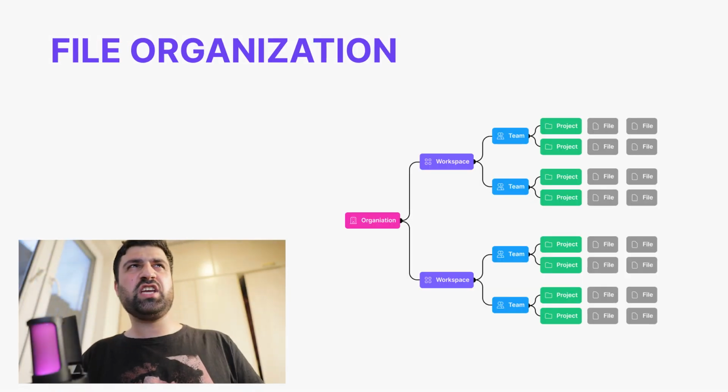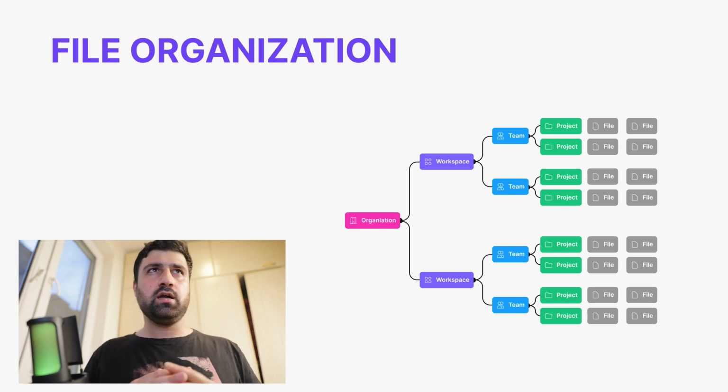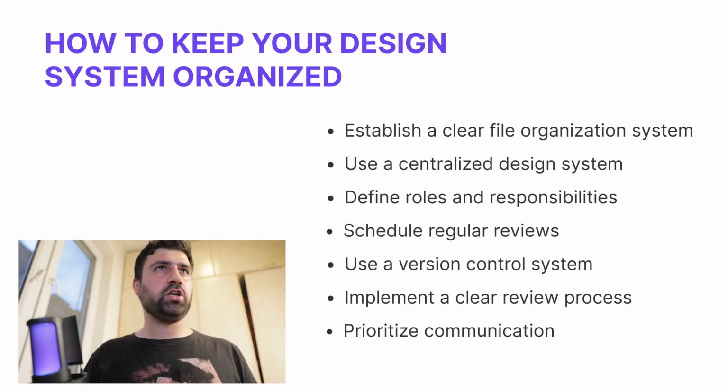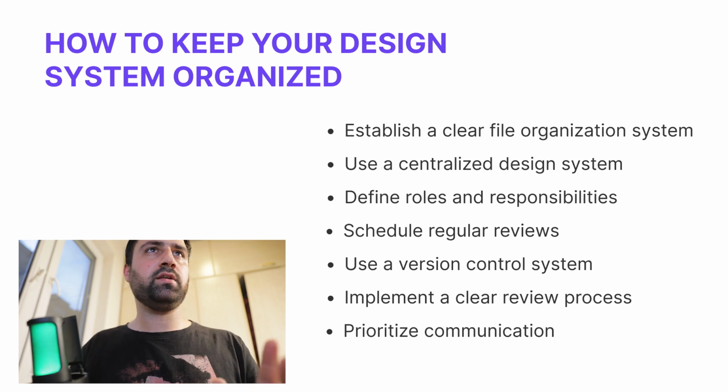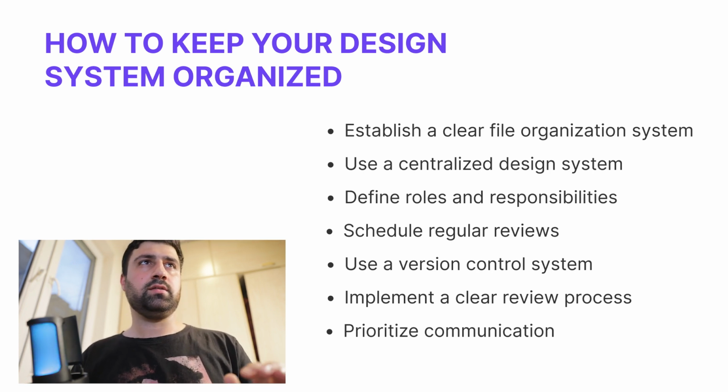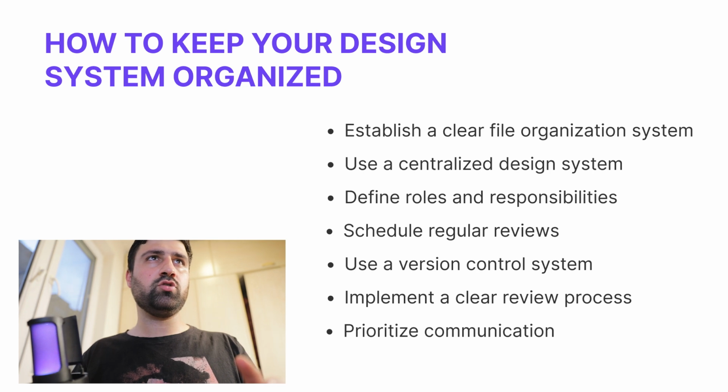File organization can be a challenging process, but there are some tips that can help you. First of all, establish a clear naming system, a clear file and folder system, so it would be easy to find and access. The second part would be use a centralized design system, a centralized system that is accessible to all the team members. This ensures that everybody is working for the design system and reduces the risk of inconsistencies.